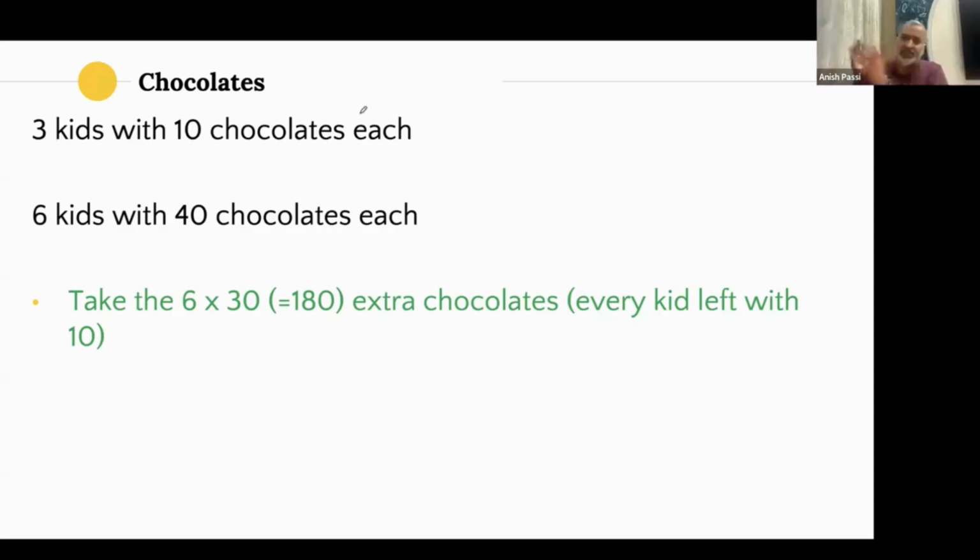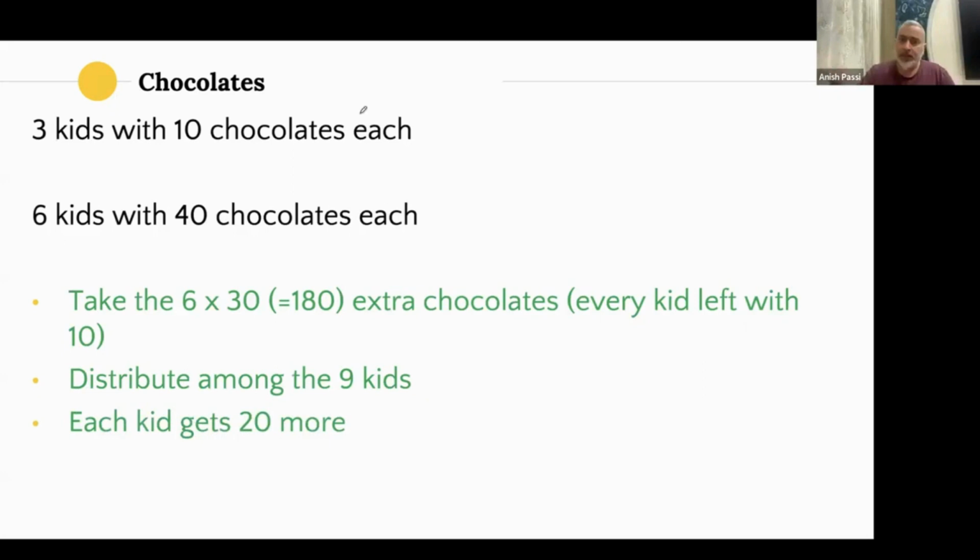Overall, 180 extra chocolates. Now, these 180 extra chocolates need to be distributed among the 9 kids, all 9 of them, not just the 3, all 9. So then each of the 9 kids gets 20 more chocolates. They had 10 earlier, they get 20 more. Overall, each one ends up with 30. So yes, in this case, the average is 30.